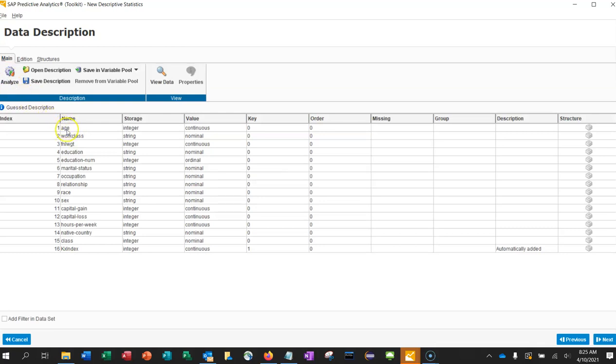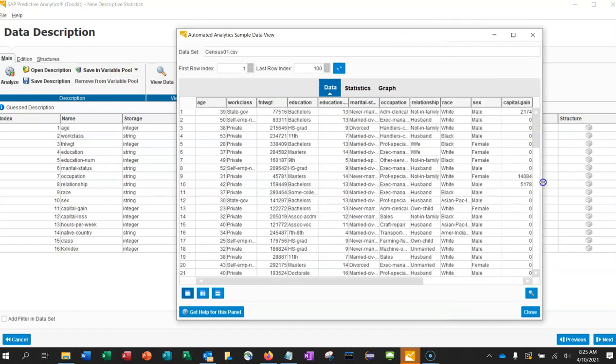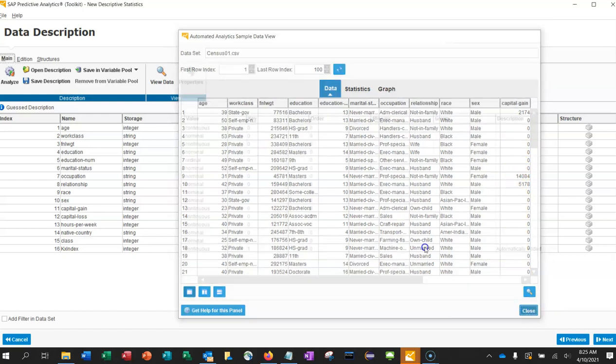So this is what the census has: age, working class, what kind of education you have, the number of years, the marital status. So it is a census file at the end of the day. Native country, practically everybody is USA. And we can also look at the data. So these are the various values in there: never married, married, divorced. Where are they working? State government, state employees, private, relationship, race, sex, and whether they reported any capital gains in their IRS.